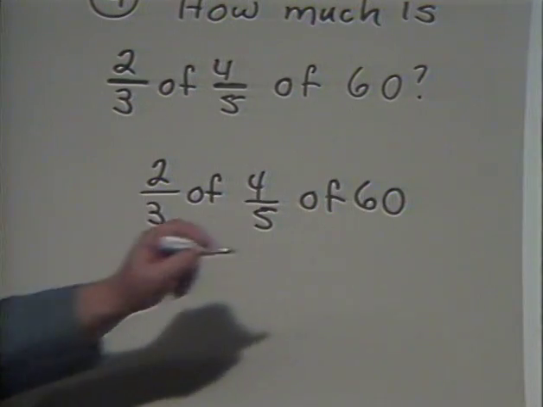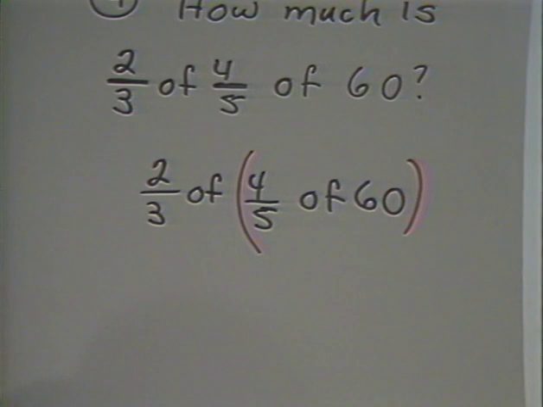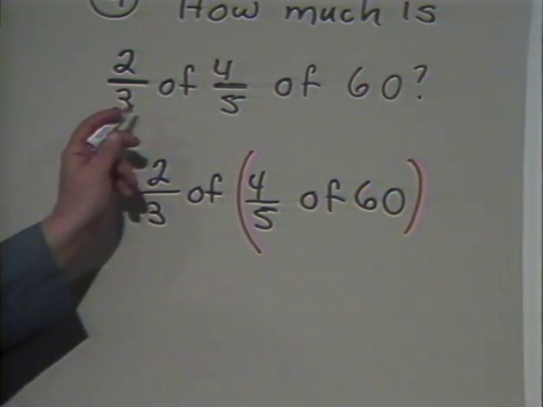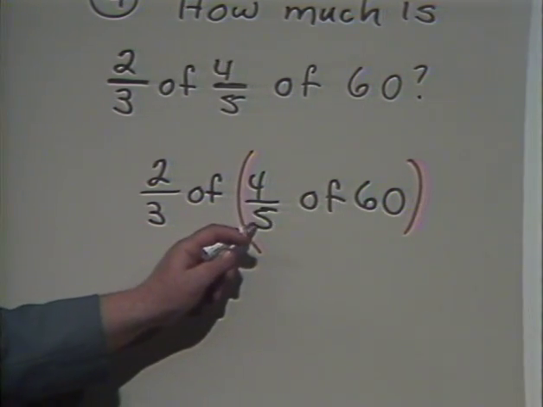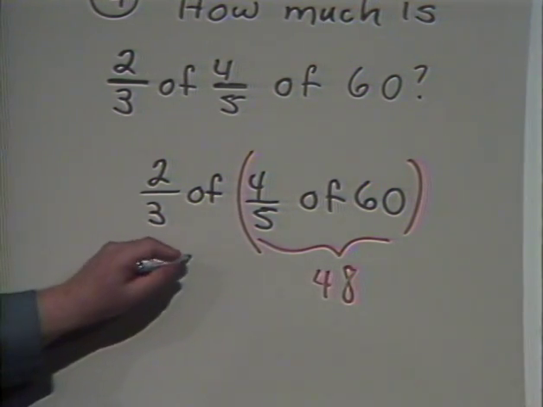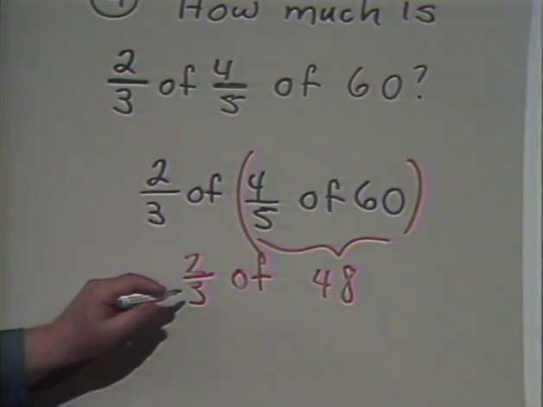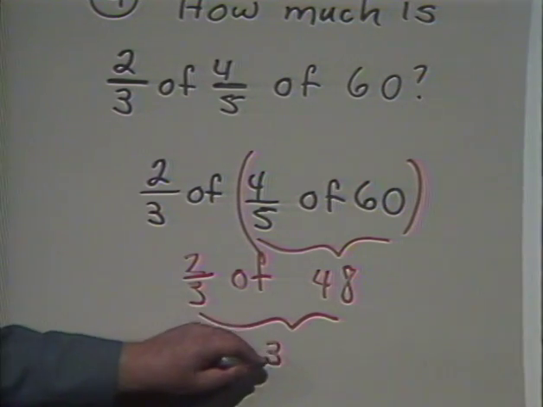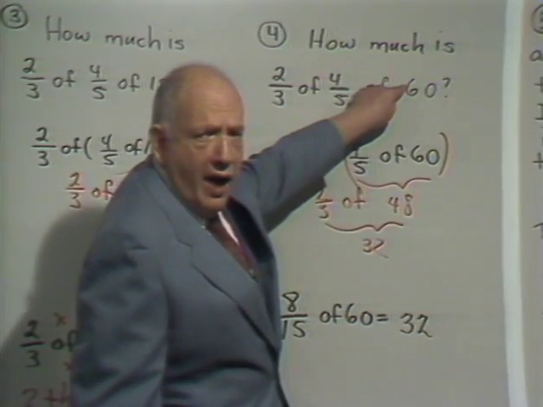And you see, the way this works is, again, why did I pick 60 here? Because 60 is a multiple of 3 and 5. Next lecture, in Module 6, we'll get into what happens when you are forced to deal with something which isn't a multiple of 3 and 5. But look what happens over here. 60 divided by 5 is 12. 12 times 4 is 48. Now, what am I doing? I'm taking 2/3 of 48. 48 divided by 3 is 16. 16 times 2 is 32. So if I'm taking 2/3 of 4/5, I'm taking 32 out of 60.